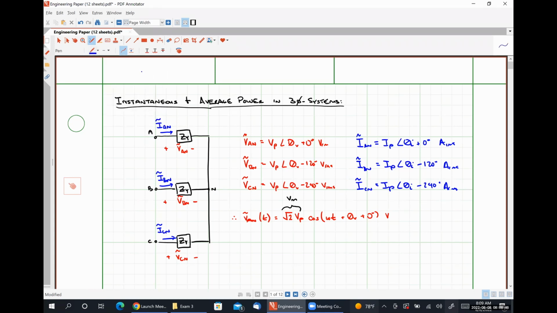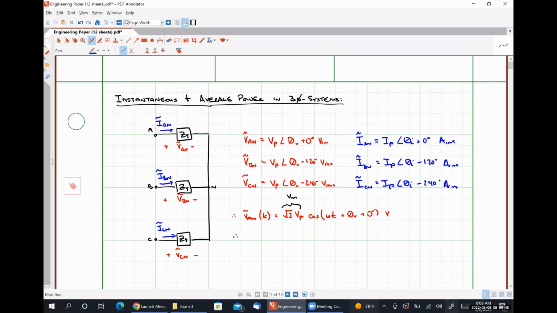Similarly, our currents will have a time domain representation. IAN of t would be root 2 times IP cosine omega t plus theta I plus 0 degrees amps. And we're going to call root 2 IP IM, which is just the magnitude of the sinusoidal function.